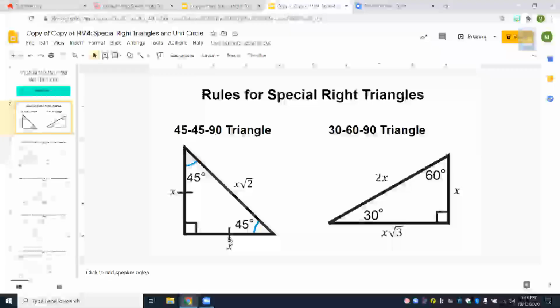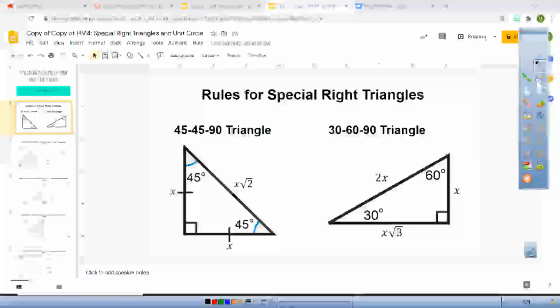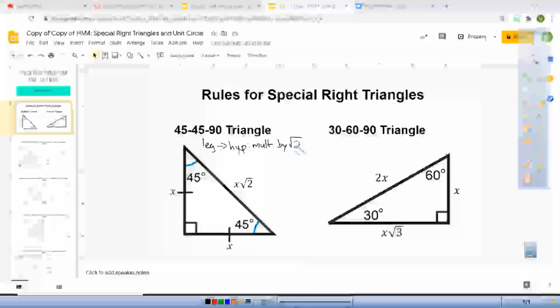is the leg times the square root of 2. So to go in reverse of that, obviously, would be to do what? If you go from the leg to the hypotenuse and you multiply by square root of 2, because it says x square root of 2. So this is leg to hypotenuse, multiply by square root of 2.